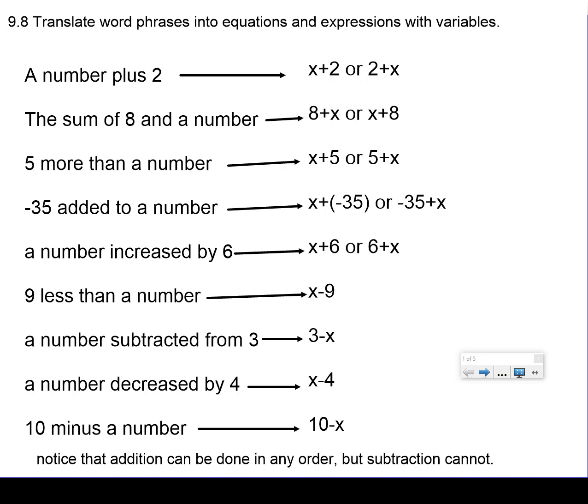So I put a little note at the bottom here that says, notice that addition can be written in any order, but subtraction cannot. So I'm going to give you a little example here. We're going to use just plain, simple numbers to help make this make sense. 2 plus 6 is 8. 6 plus 2 is still 8, right?